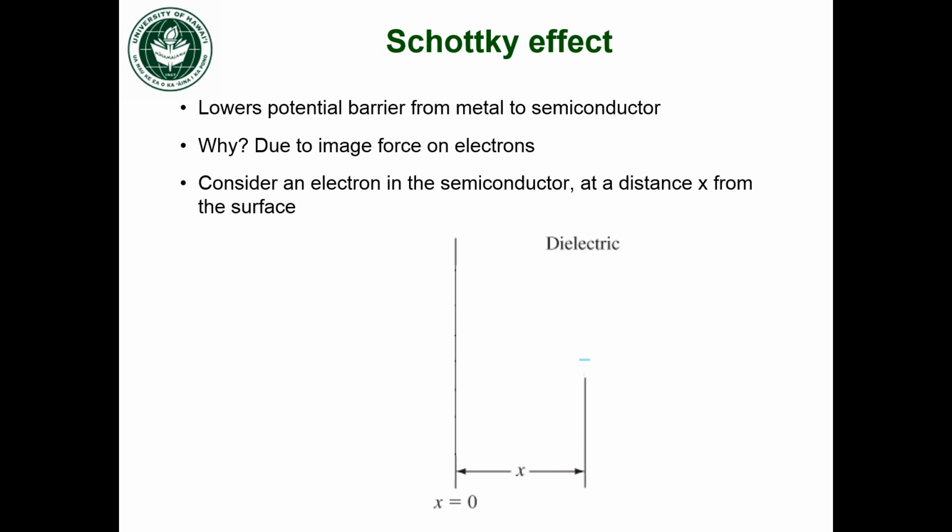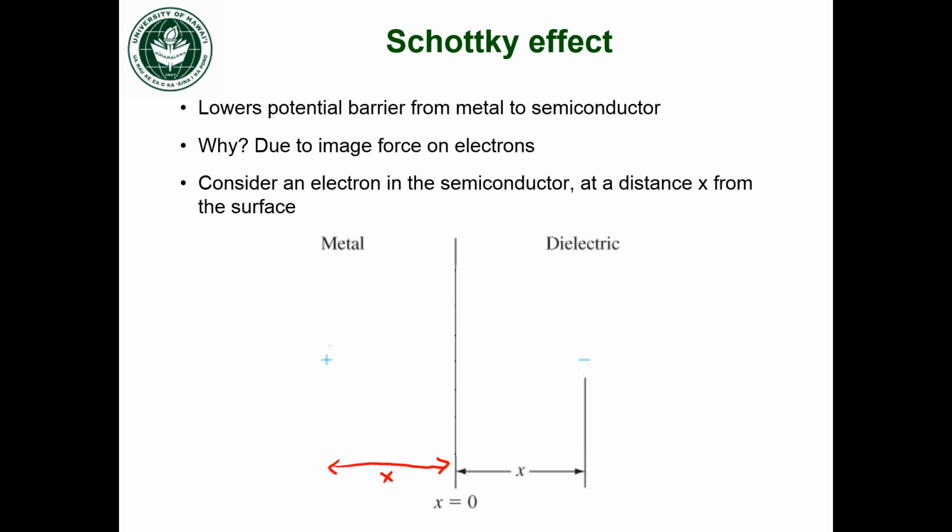Now I want to draw the electric field lines that emanate from this electron. So the way that I would do that is that I would draw in the metal a positive charge at the same distance. So this distance here is also x.